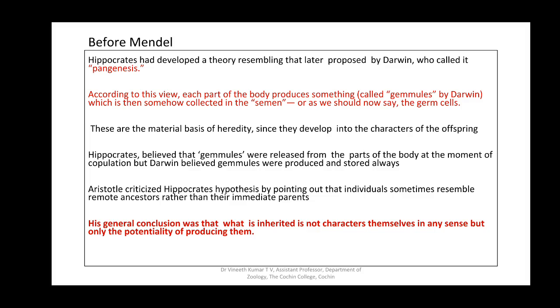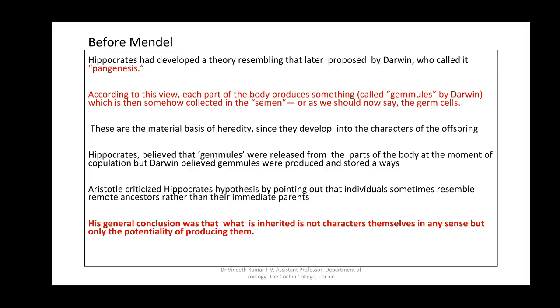So his general conclusion was that what is inherited is not the characters themselves. As I told earlier, if it is the eye color itself, the color of the eye itself moves into the blood, that is, the fluid material from the eye moves into the blood, and that is taken. So the character itself is contributing to inheritance.